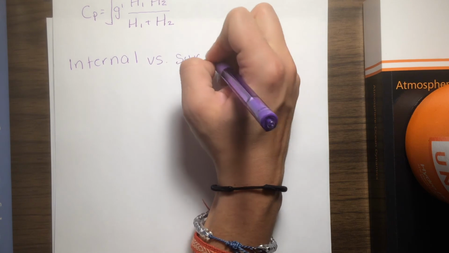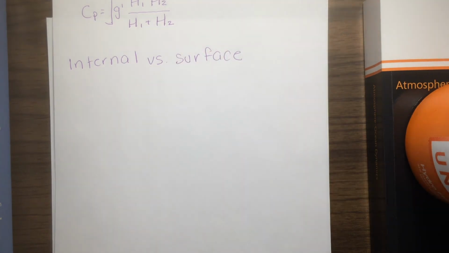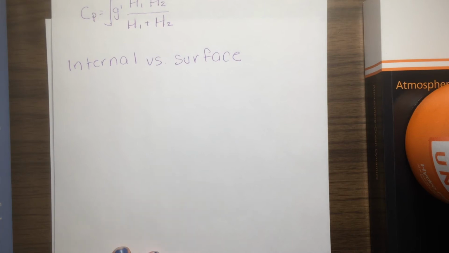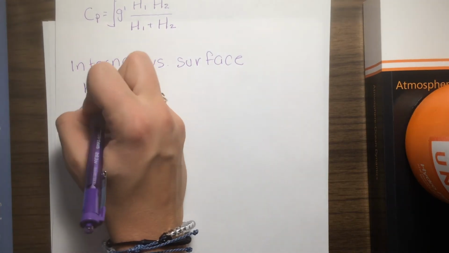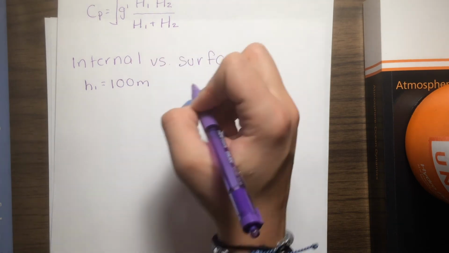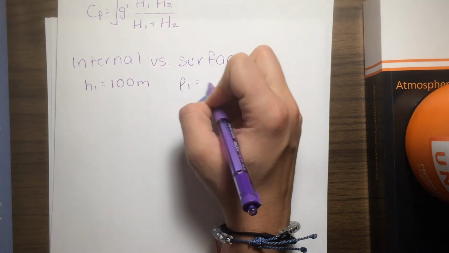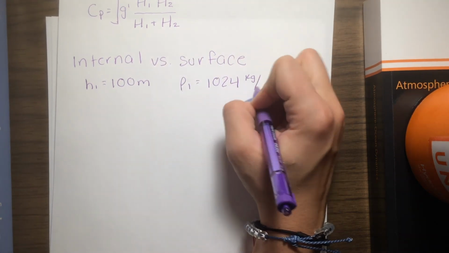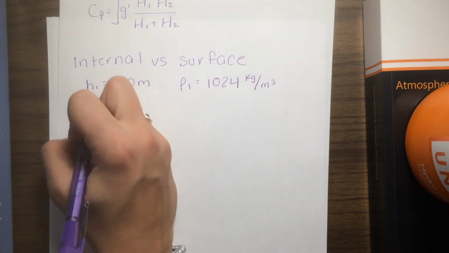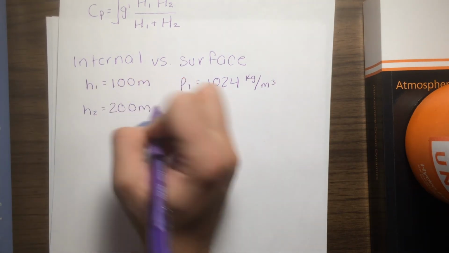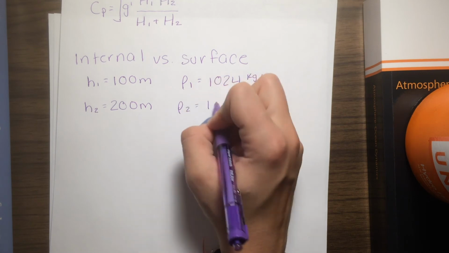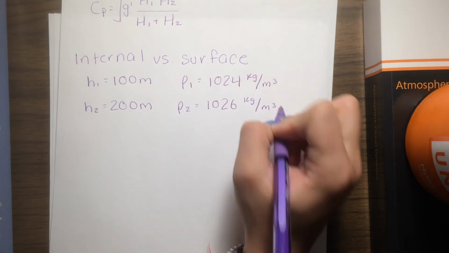We've mentioned a few times that internal waves propagate at slower speeds than surface waves. It may be helpful to compare shallow water internal waves to shallow water surface waves to get an idea of the difference in speed. Let's say h1, the height of the top layer, is 100 meters, and the density of this layer is 1,024 kilograms per meter cubed. In the bottom layer, the height is 200 meters, and the density is 1026 kilograms per meter cubed.